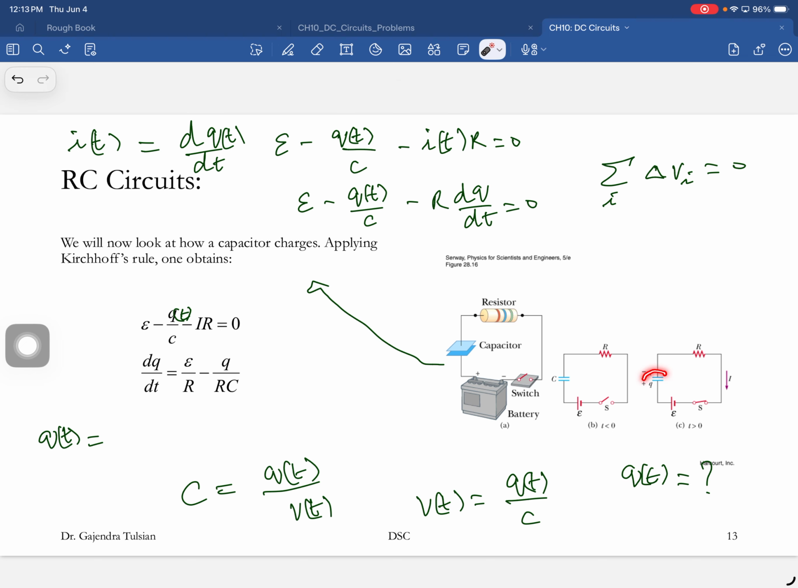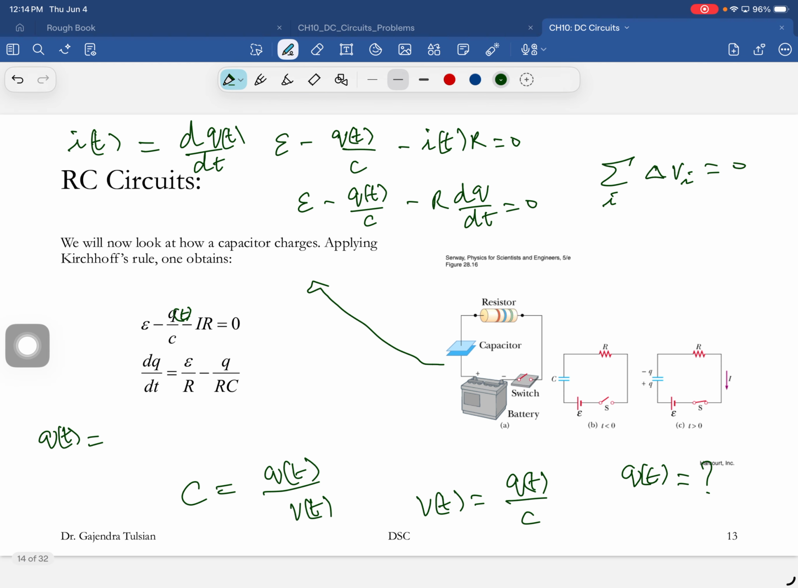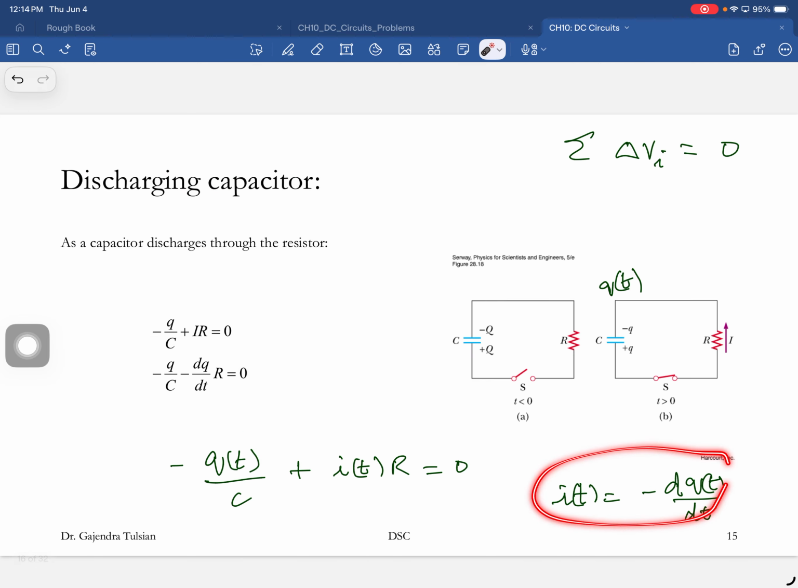As the capacitor was charging, the current in the circuit was the rate at which the charge built up. So we know that I is related to Q, but look at this. Here, I is written as minus dQ by dt. There it was plus dQ by dt. Here it's minus dQ by dt. What's going on?